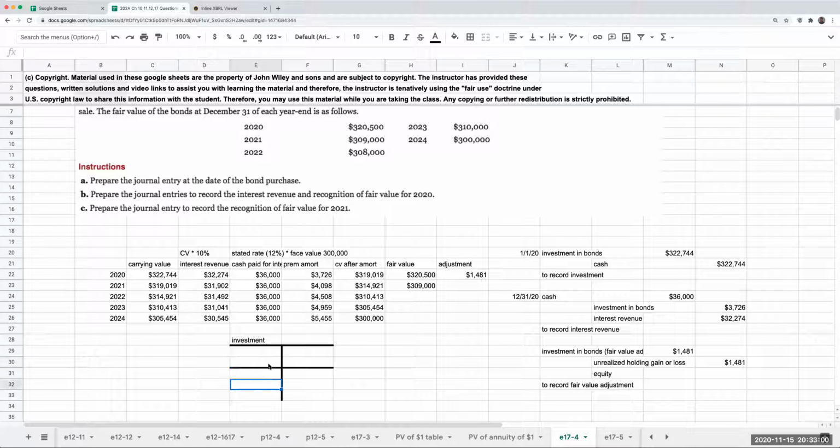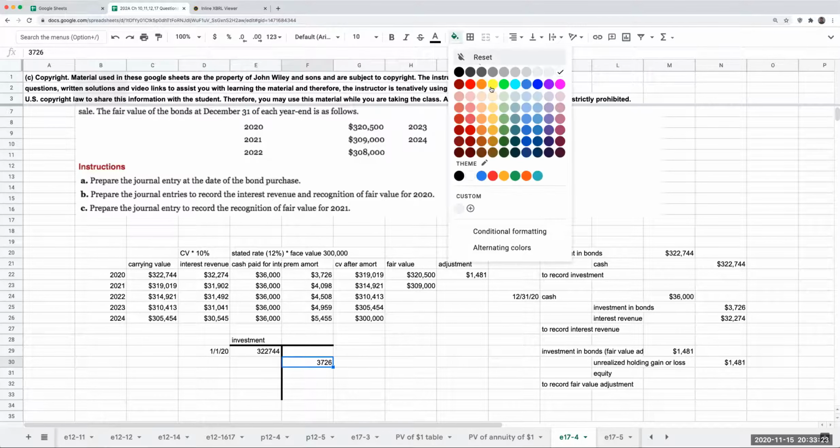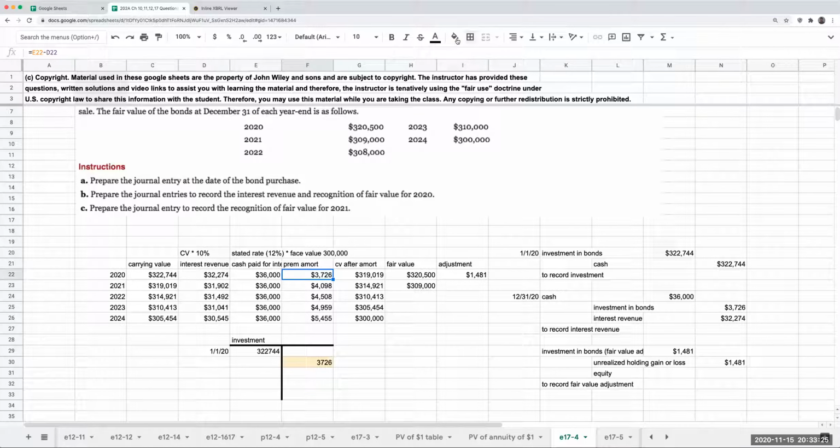To get there, I started out at 322,744 as of 1/1/20. I then amortized this by 37.26, which came from right here. So at the end of pre-adjustment, I had 319,098 or whatever you have here.